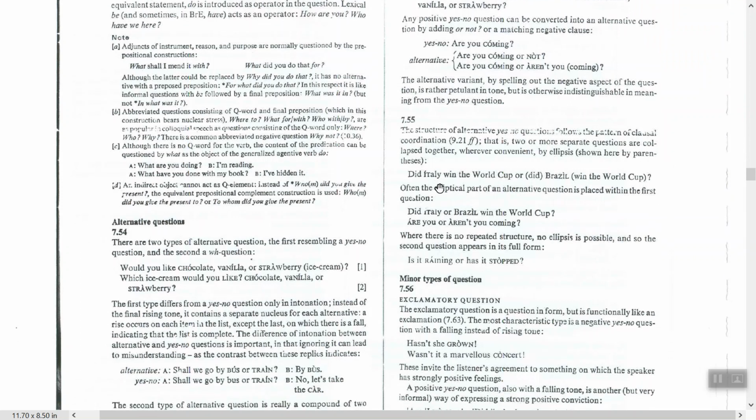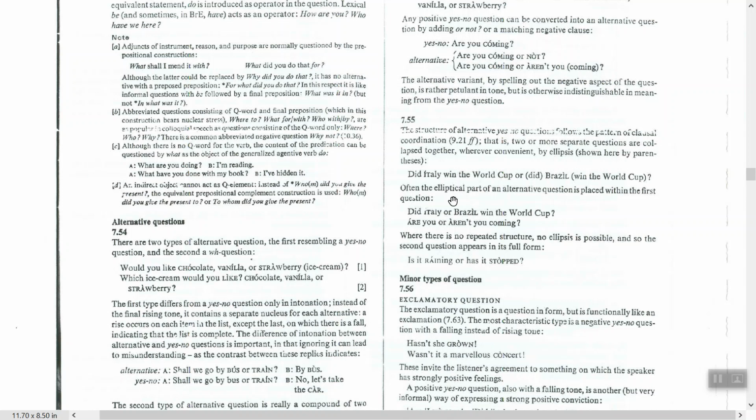For example: "Did Italy win the World Cup or Brazil?" You see here, this is an alternative yes/no question with ellipsis. Before ellipsis, this is the whole sentence: "Did Italy win the World Cup or did Brazil win the World Cup?" By using coordination, two or more separate questions are collapsed. We delete "did" and the repeated part. Instead we can say, the elliptical version: "Did Italy or Brazil win the World Cup?" "Did Italy win the World Cup or Brazil?" Here you have more than one option.